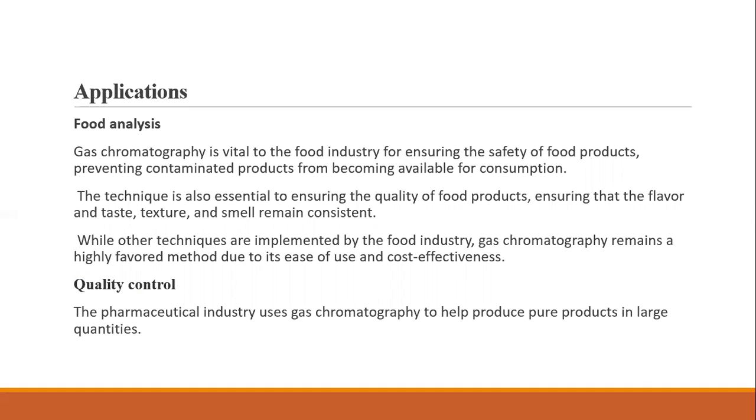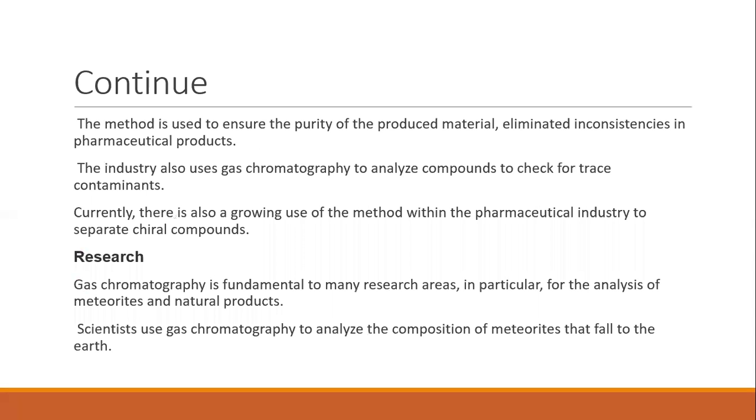Next point is quality control. Manufacturers rely on gas chromatography for quality control. Companies that produce cars, chemicals, and pharmaceuticals in particular are big adopters of the technology. The pharmaceutical industry uses gas chromatography to help produce pure products in large quantities. The method is used to ensure the purity of the produced material, eliminating inconsistencies in pharmaceutical products. Currently, there is also a growing use of this method within the pharmaceutical industry to separate chiral compounds.